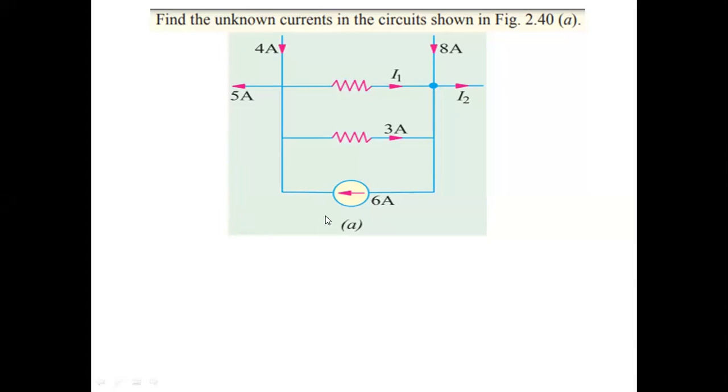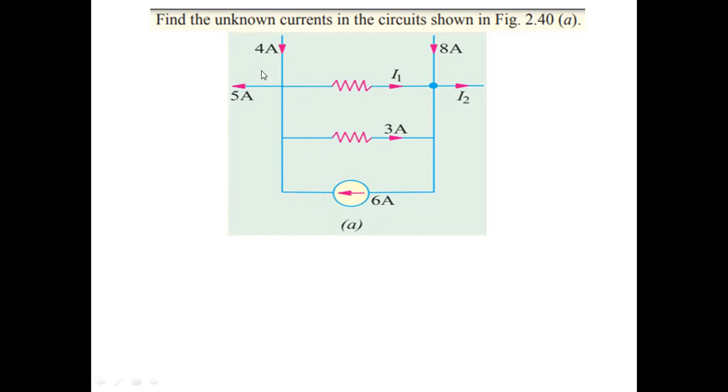Suppose we consider this network. Here we have resistors and a 6 ampere current source. This is the representation of a current source. Previously we saw the voltage source with plus and minus. The current source is represented with an arrow inside a circle, and the arrow indicates the direction of the current.